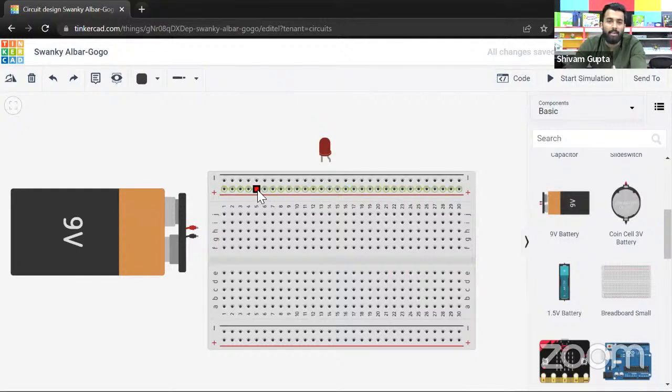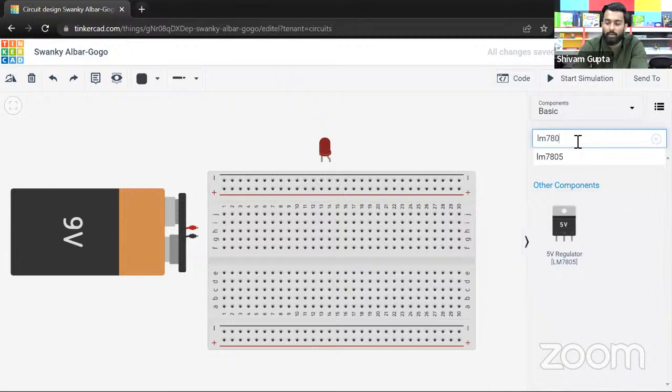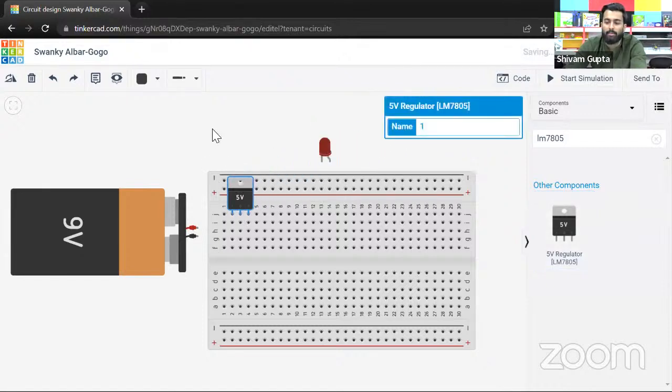Now, the second component that we will be using is a voltage regulator. So for searching the voltage regulator, we will be typing LM7805. So you can call it 5-volt regulator in easy language, right? But the actual term is LM7805. So you can even type 5-volt regulator as well, right? So you just need to pick it up and place it here like this.